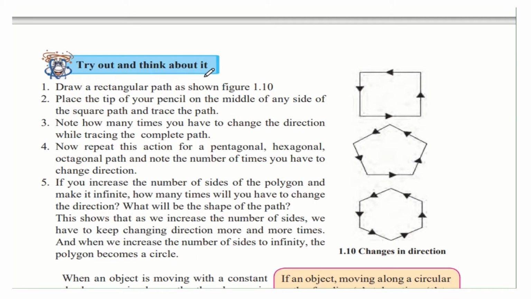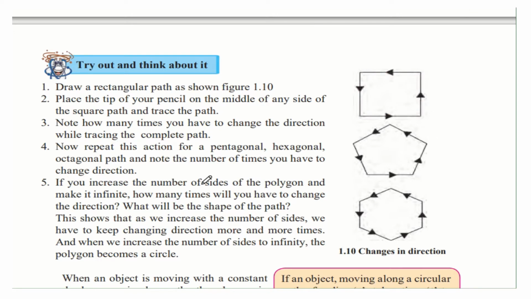Try out and think about it. Draw a rectangular path as shown in the figure. Place the tip of your pencil on the middle of any side of the square path and trace the path. Note how many times you have to change the direction while tracing the complete path. So now if we start on the middle of a side and go, we change the direction 1, 2, 3 and 4 times to complete this square. So the number of times you have to change direction would be equal to the sides of the figure.